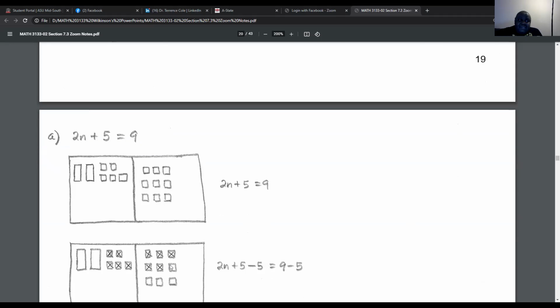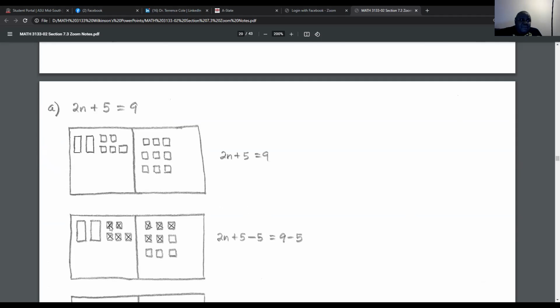Now the next mat looks like this. Notice I put X's over those one tiles. That means I'm subtracting those 5 one tiles on the left side. And if I subtract 5 one tiles on the left side, I need to subtract 5 one tiles on the right side. That's 2n plus 5 minus 5 equals 9 minus 5.